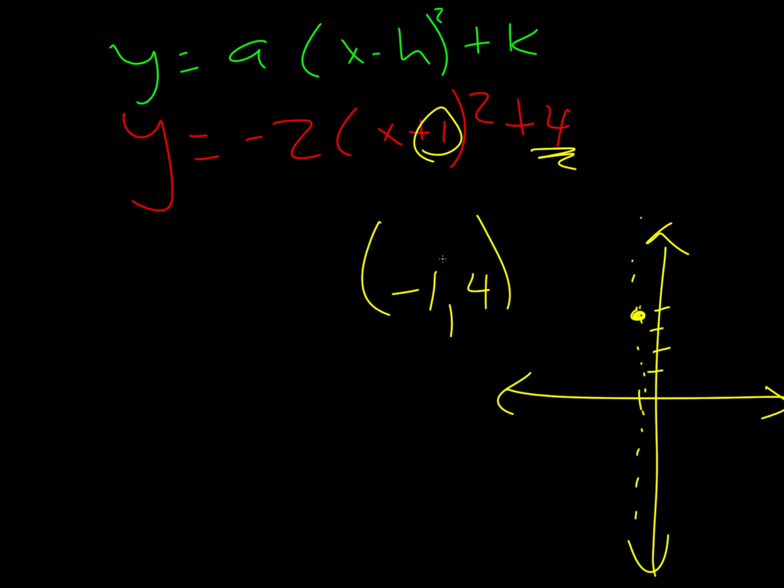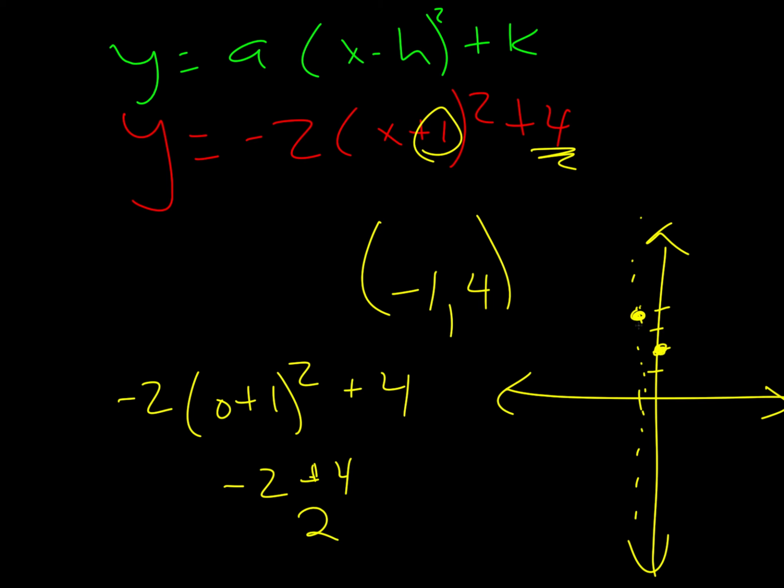So we plug in a 0 for x again. So -2, 0 plus 1, quantity squared, plus 4. 0 plus 1 is 1, 1 squared is 1, 1 times -2 is -2, plus 4. Add those together, we get 2. So we know we're going to cross the y-axis right here. Now, since we're 1 away from the y-axis, we would also go 1 away from the vertex, and then we can connect the dots.